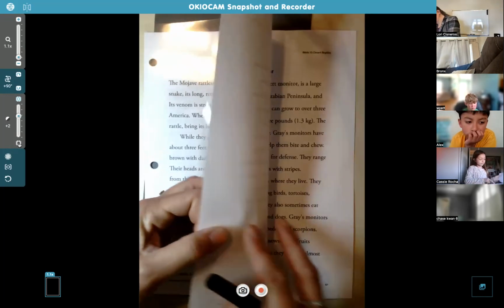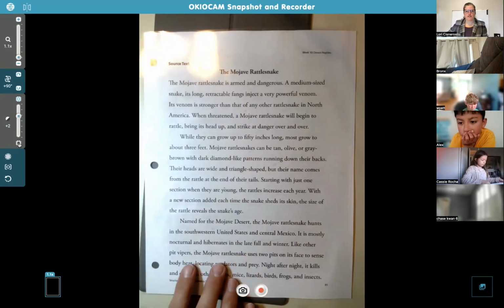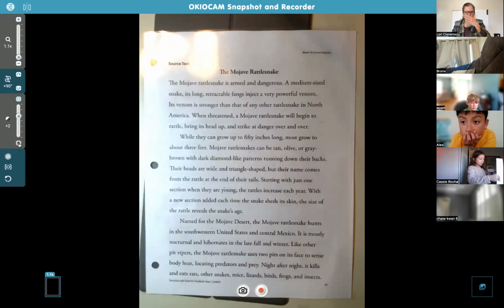Let me just double check. No, it's just this page. But there's probably like 12 different facts in here, I'm going to guess, just by looking at it. But we only need to pick 6 for our keyword outline, right? We only need to pick 6 facts.